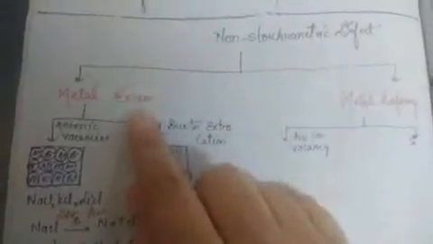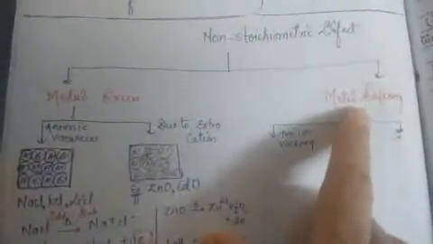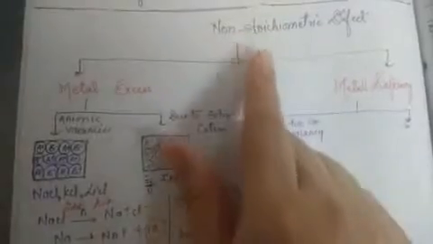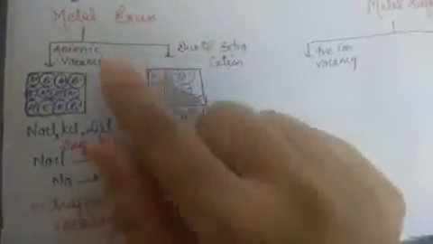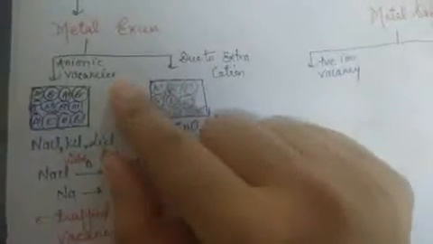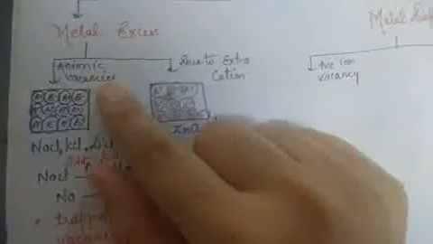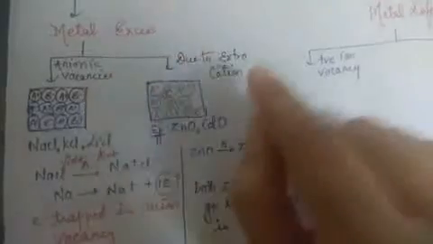The third type of point defect is non-stoichiometric defect, which is further of two types: metal excess defect and metal deficiency defect. If we talk about non-stoichiometric metal excess defect, it is again of two types and both are given in our syllabus. The book has not specified these very much, they have just given the examples, but we should know that metal excess defect is further of two types.